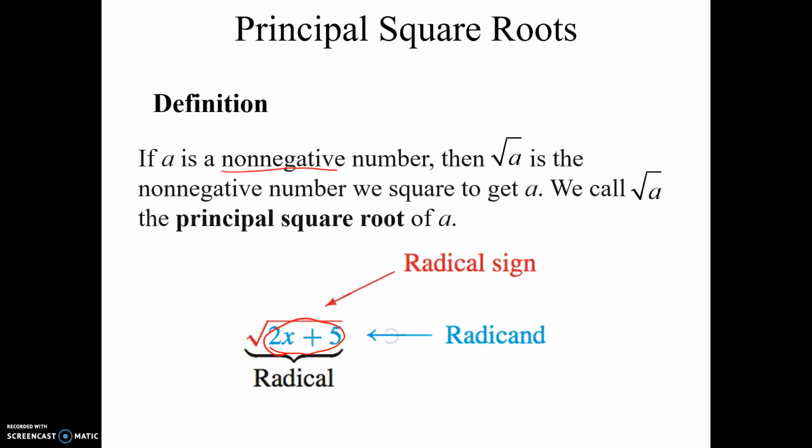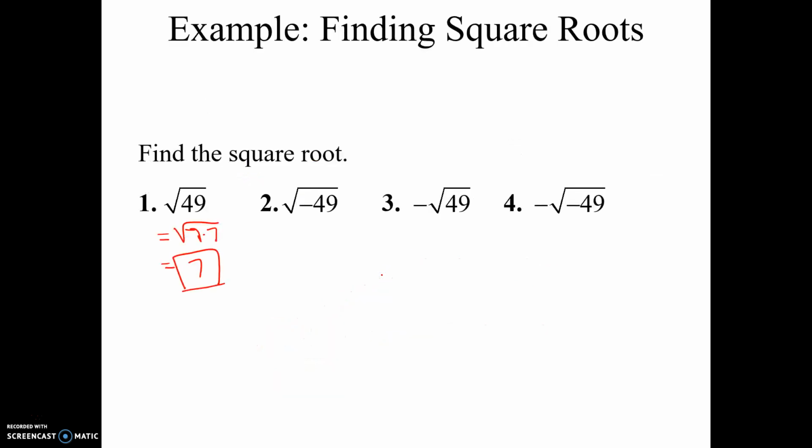Now, look at the definition here. If a is a non-negative number, we cannot take the square root of a negative. If you put the square root of negative 49 in a calculator, you'll get an error. So this is not a real number. We can't calculate the square root of negative 49 in the real number system. So any square root of a negative will not be a real number.